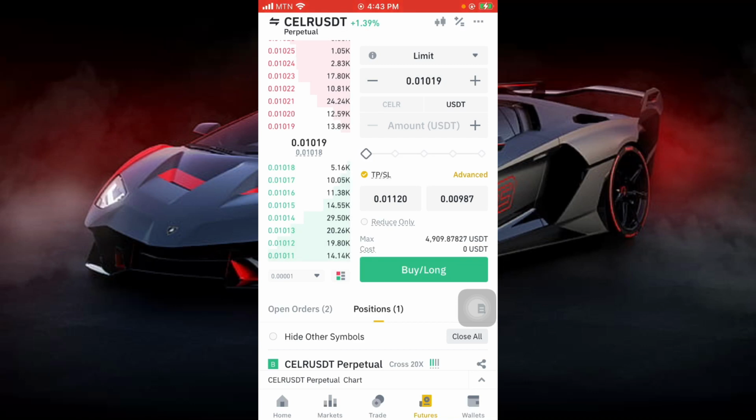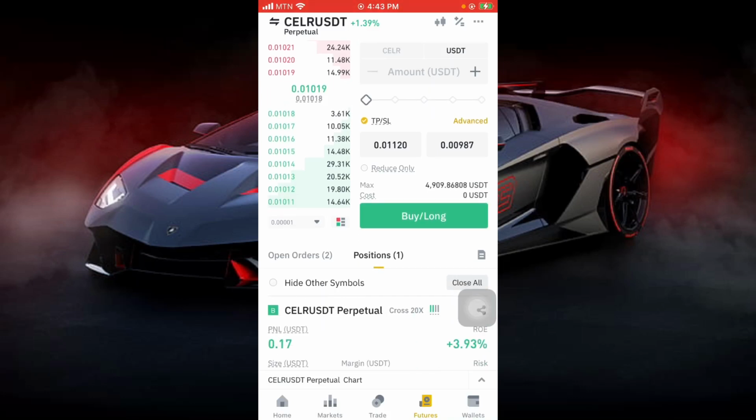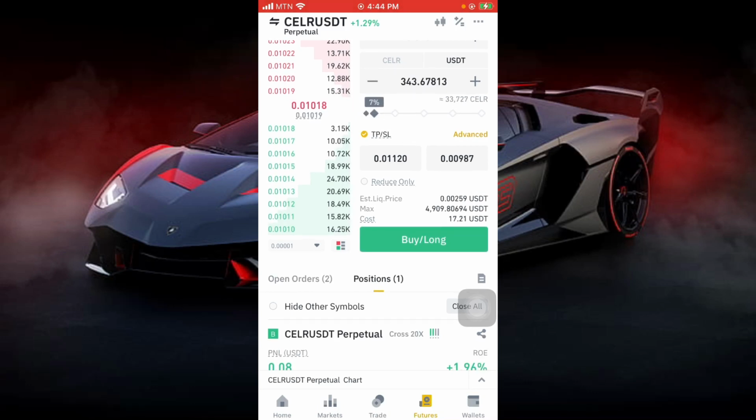Before you click on long, below the limit, we have something we call the market price. That's the price the current crypto is at. Then we also have something like a triangle, and when you are moving it, please look at the buy/long. On top of it, we have a small word called cost. So when you are dragging it, if the cost changes to $4 and your account is $50, you have $50 in your margin wallet. Please don't over leverage.